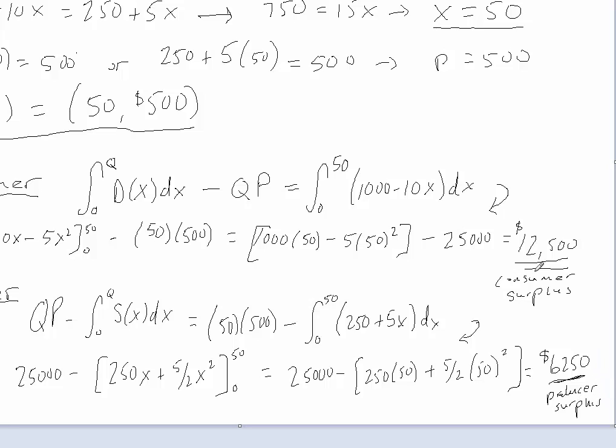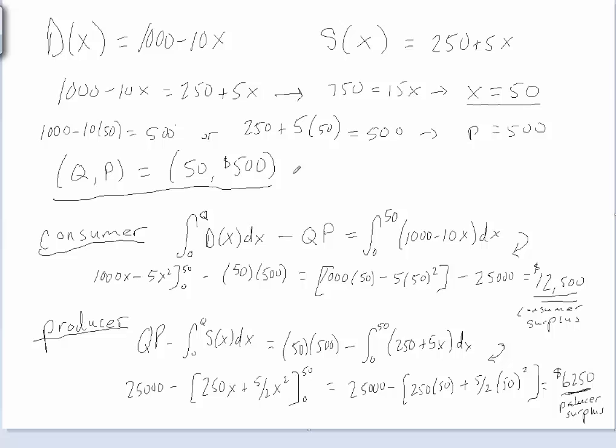So again, we find the equilibrium point, QP, by setting the demand and supply functions equal to one another, and then using those values of Q and P, we take the integral of the demand function, subtract QP to find the consumer surplus, and then we have QP minus the integral of the supply function to find producer surplus.